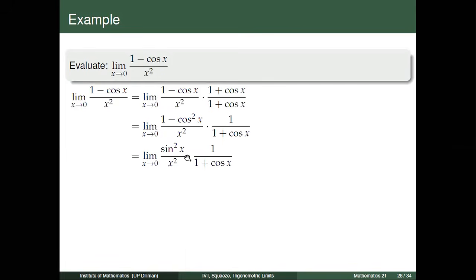Now, sine squared x over x squared may be rewritten as sine x over x quantity squared, and applying our limit theorem, the limit of this is 1 squared. And so we have 1 squared times 1 half, or 1 half.